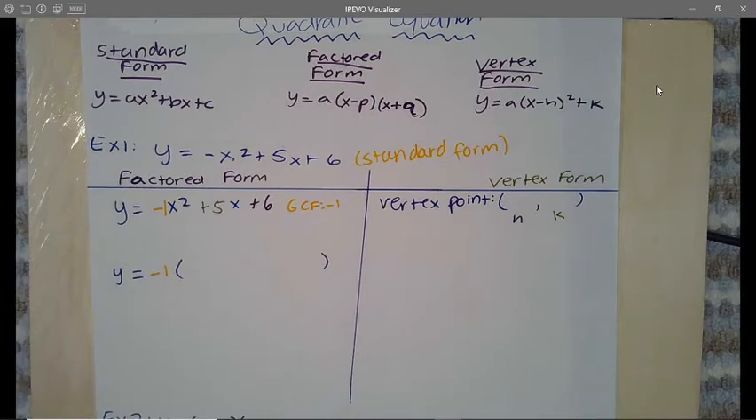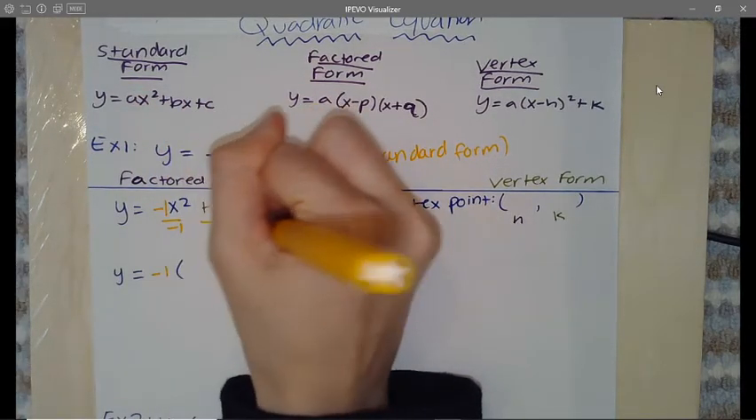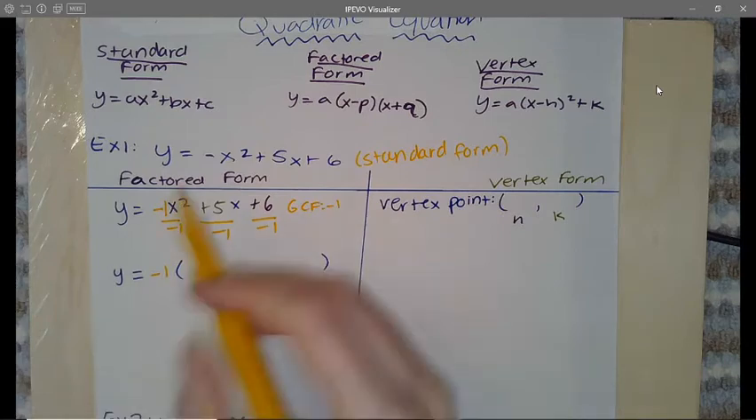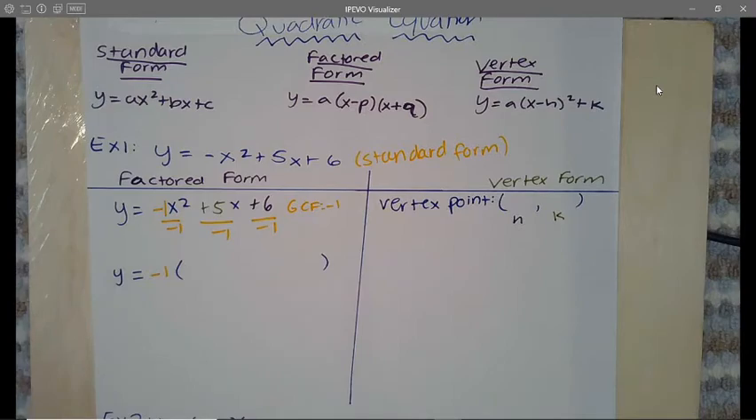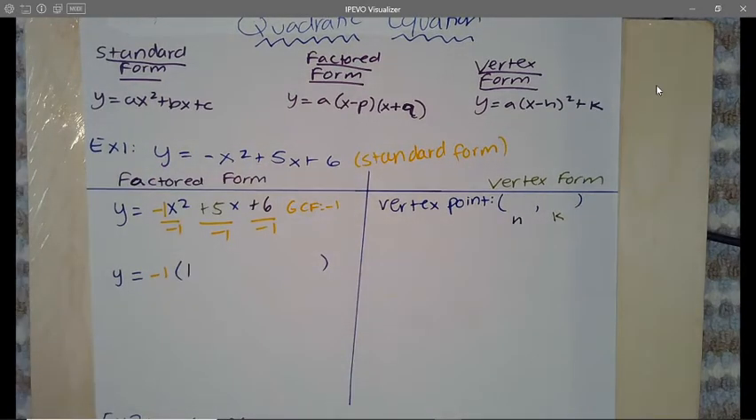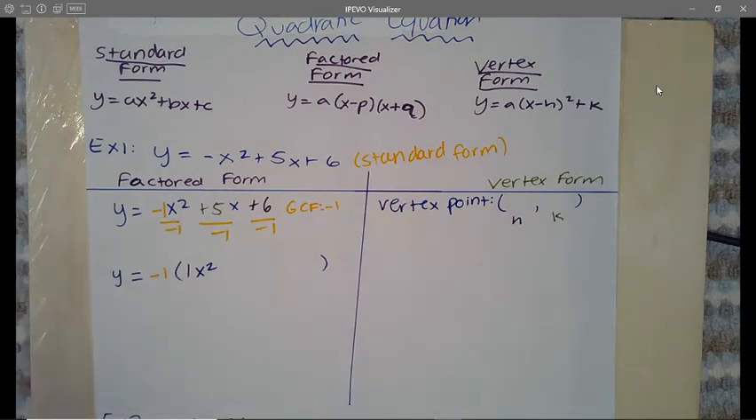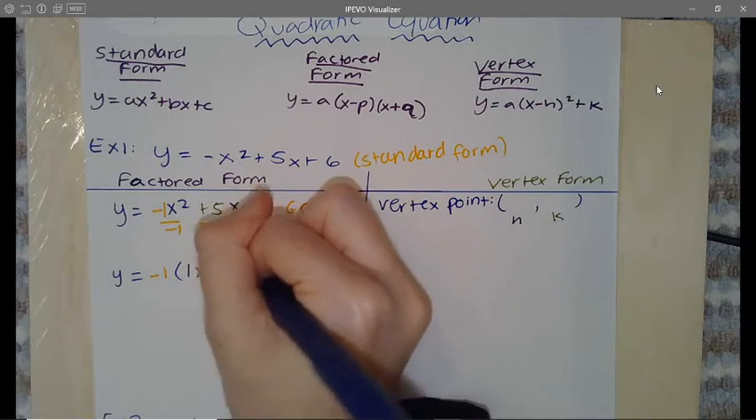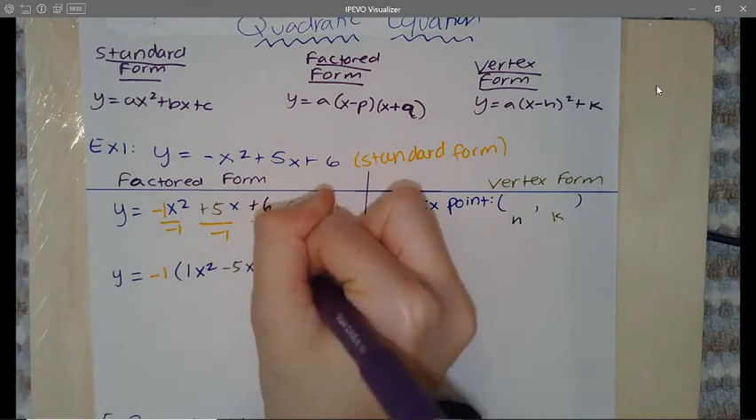So I'm going to divide every single term by -1 and write what's left over in my parenthesis. -1 divided by -1 is +1, so I have a +1 x squared. 5 divided by -1 is -5, so it'd be -5x. And then 6 divided by -1 is -6.